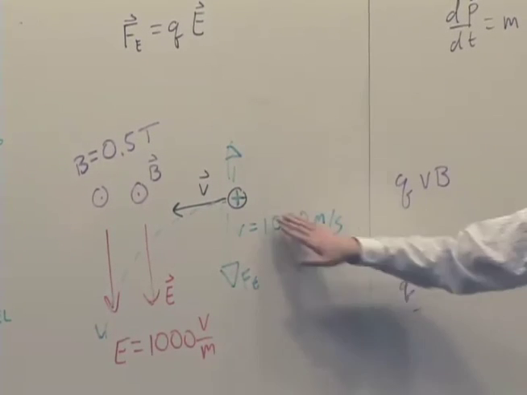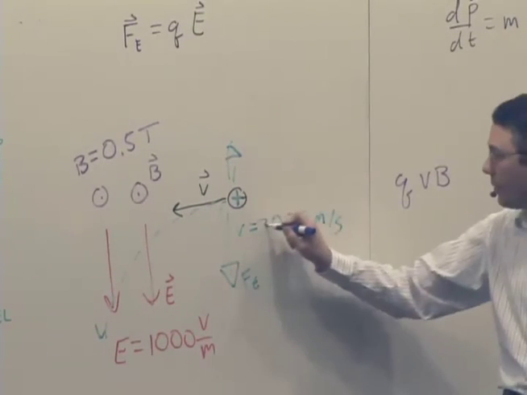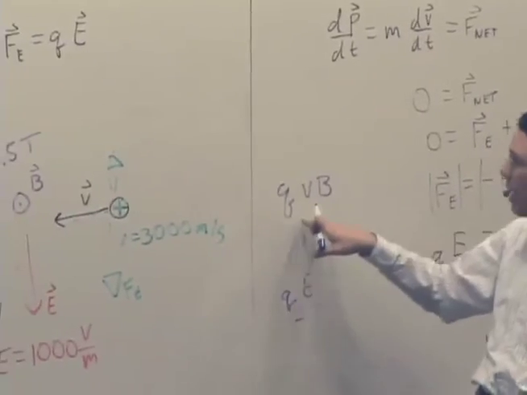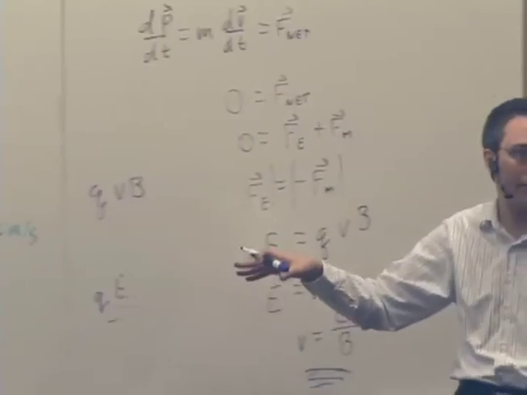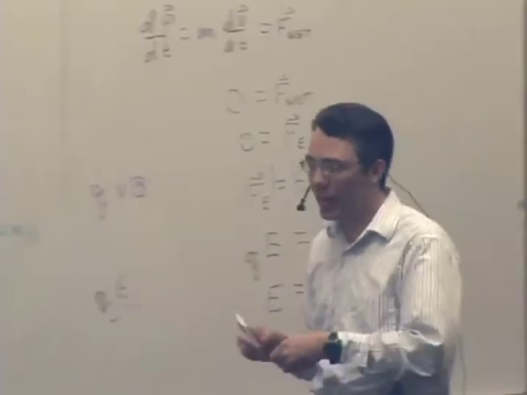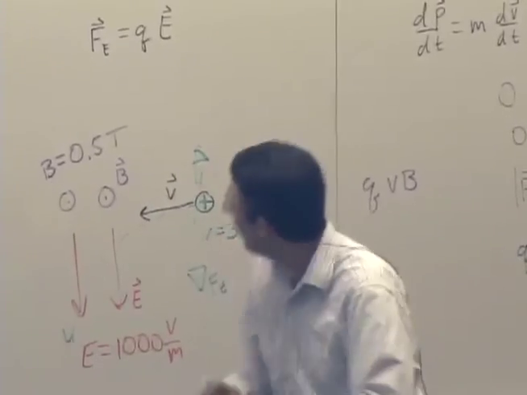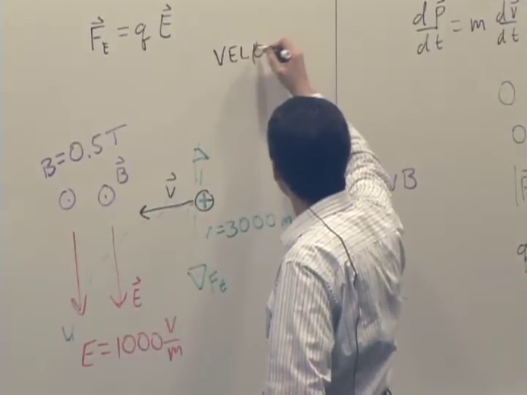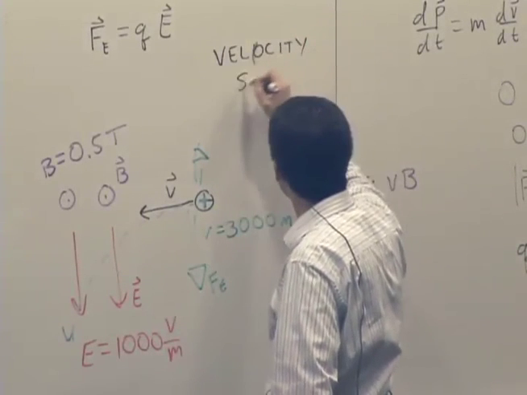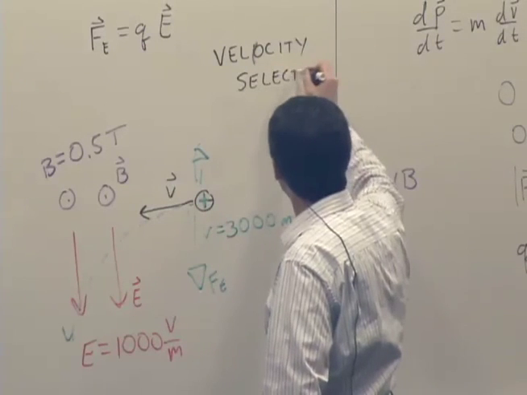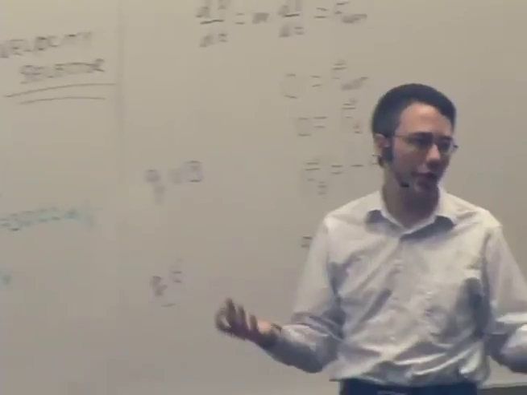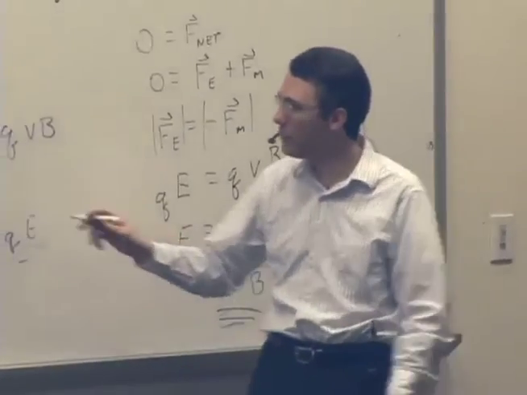If you had a charge moving through with a speed of 3,000 meters per second, what would happen? It would go upward, right? Because now the magnetic force would be bigger than the electric force. So what we've just created is something called a velocity selector, meaning you can select charges of a particular velocity.